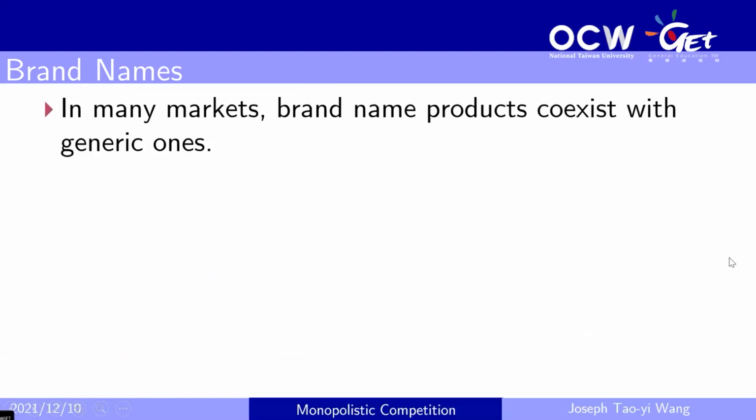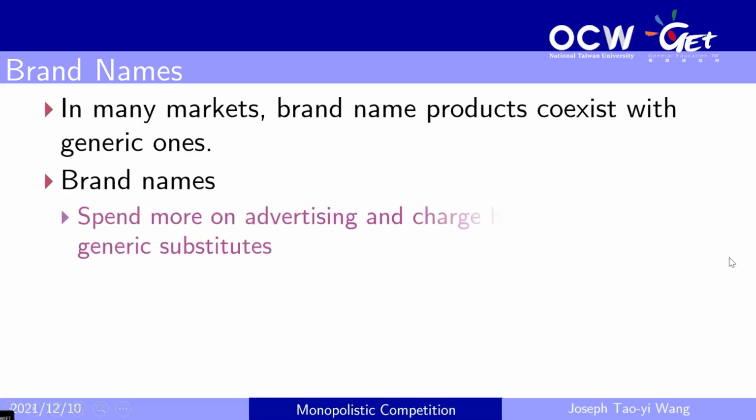Similarly, in a monopolistic competitive market, there's also the issue of brand names. You have brand name products compared to generic ones. Of course, these brand names spend a lot on advertising and charge higher prices compared to these generic products.